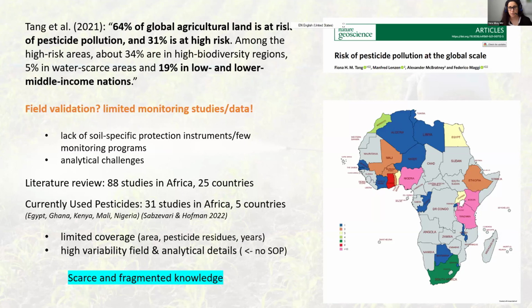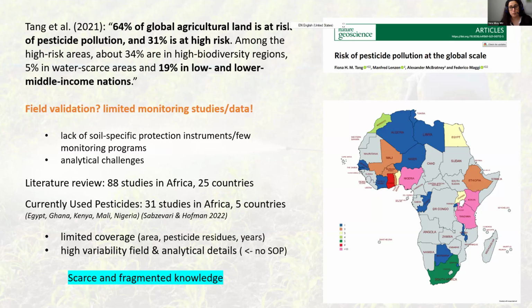So when we did a literature review, we found 88 studies. So it's not that there is no data there. And these data cover 25 countries. However, as you can see in the picture on the right, in pink, most of the studies come from only 3 countries: Nigeria, Tanzania, and Kenya.